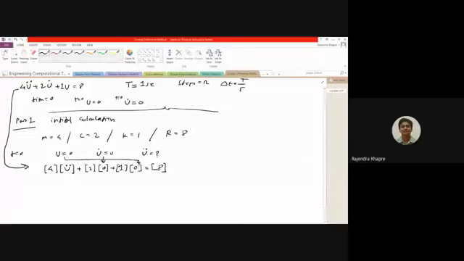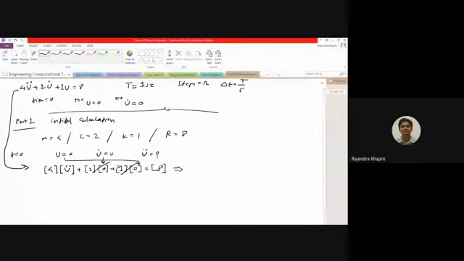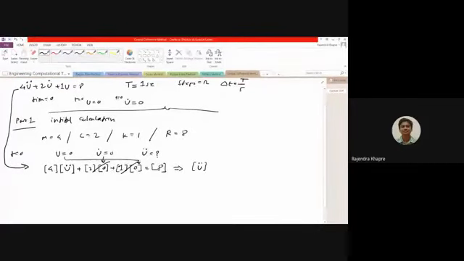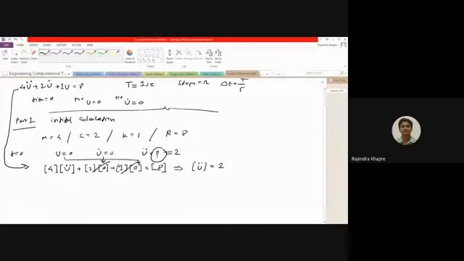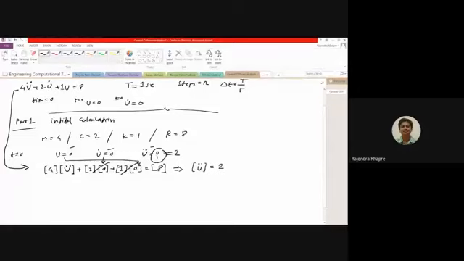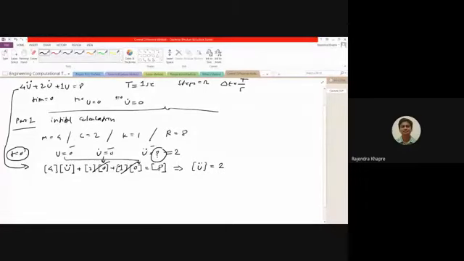So what is going to happen? This will be cancelled, this will be cancelled, and what you are going to get as a result is u double dot, that is the acceleration at t equals 0, as 4 by 8, which is nothing but 2. So in the initial calculations, now we know the displacement, the velocity, and the acceleration at t equals 0. And the mass matrix, damping matrix, stiffness matrix, and load vector are already known to us. So this completes the first portion of the initial calculation.